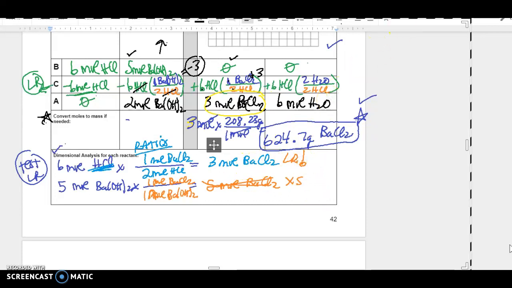So once I know who my limiting reactant is, HCl, he's the limiting reactant. It's going to make 3 moles of BaCl2. I already saw this in the graph, but if you didn't have the graph, you would have to do this first because otherwise you don't know what to start with.